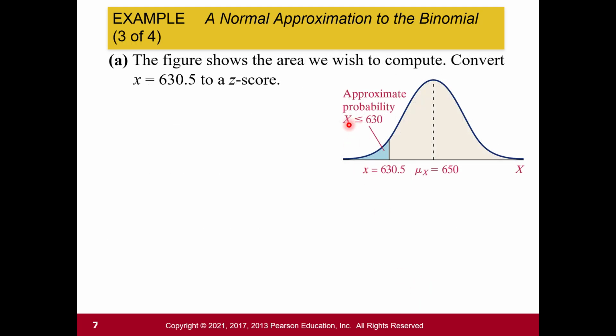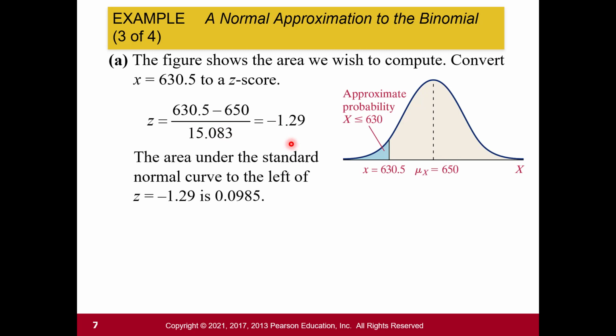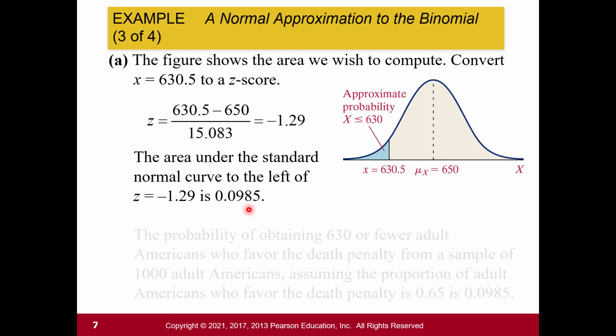And so here is our normal curve. We have our mean right here in the center. We want the area under the curve to the left of 630.5. So let's go ahead and get a z-score. This is our x value minus the mean divided by the standard deviation. So our z-score is negative 1.29. And using our standard normal distribution table, the area corresponding to that z-score is 0.0985.